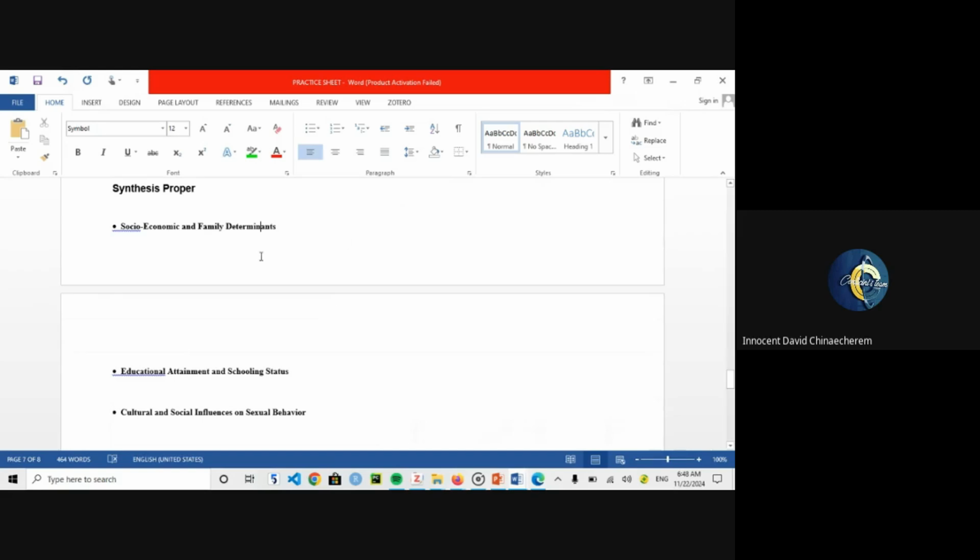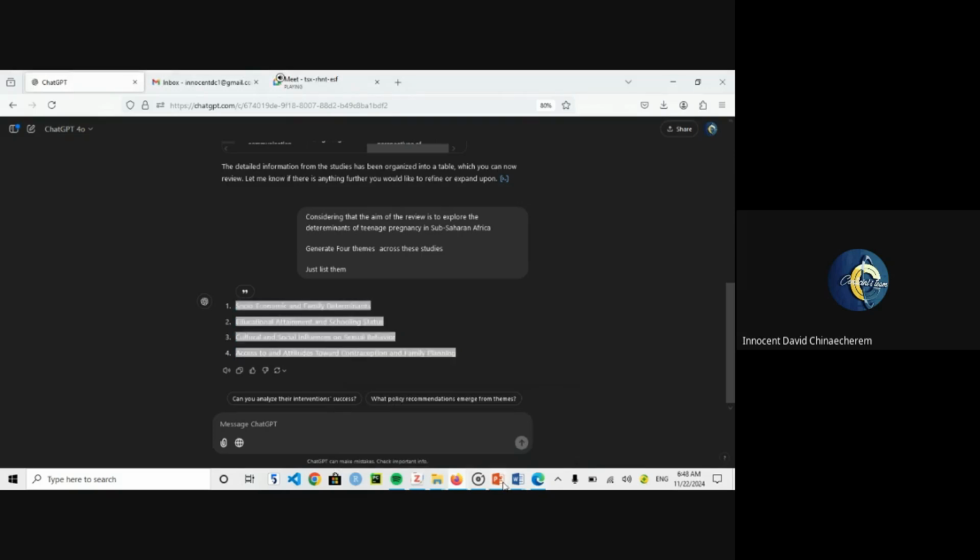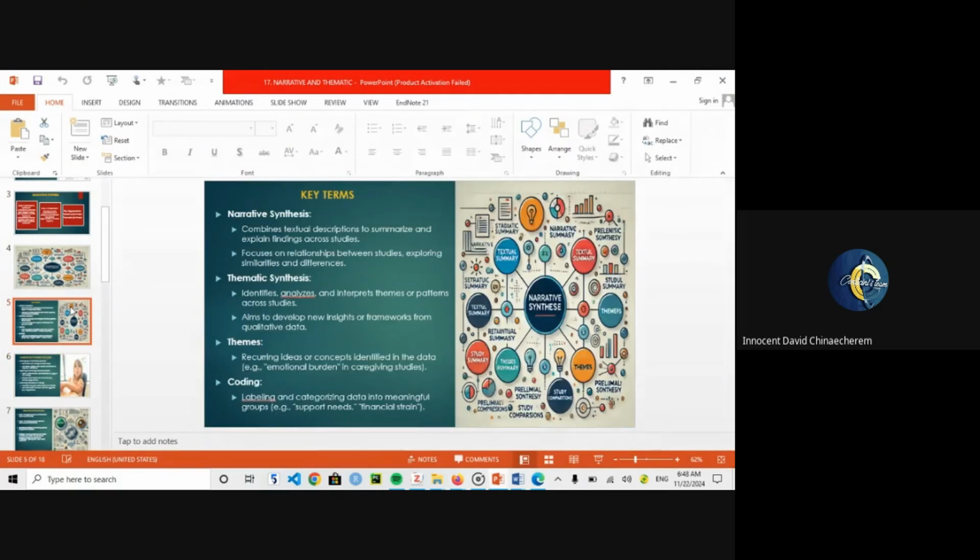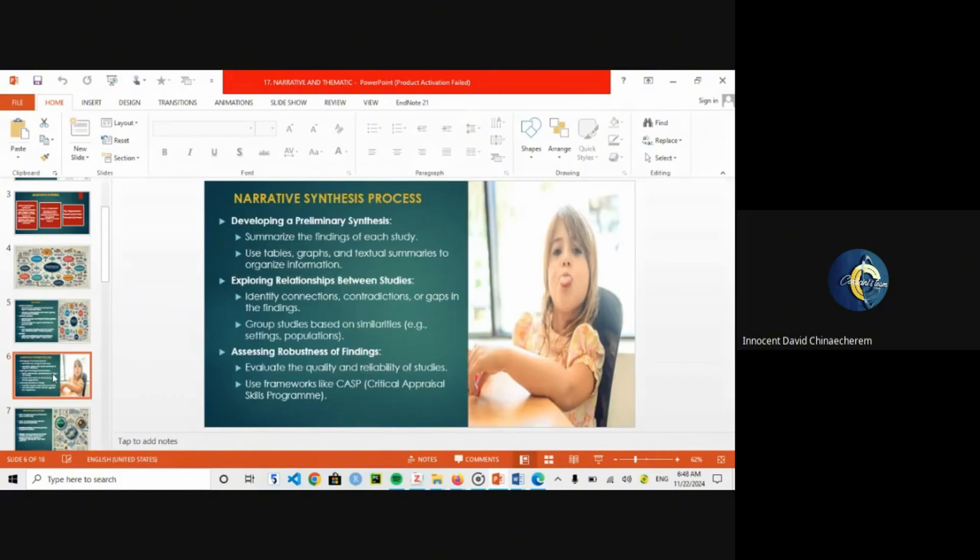The next thing I'm going to do now is discuss these themes. I have to be very exhaustive. Remember that when we talk about narrative synthesis, if we return to the lecture, we try to combine textual descriptions to summarize and explain findings across the studies. We focus on the relationship between the studies, exploring similarities and differences. We also try to identify connections, contradictions, or gaps in the findings. We group the studies based on similarities, settings, and population. We will try to textualize it in detail, so you have that information.